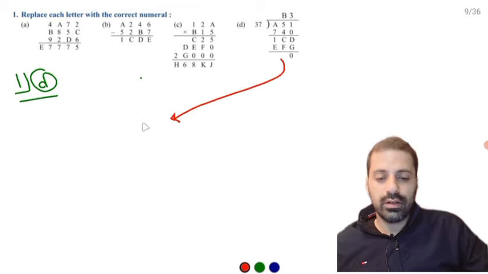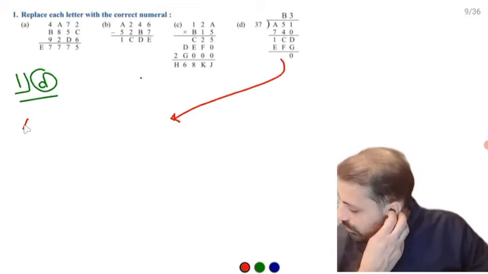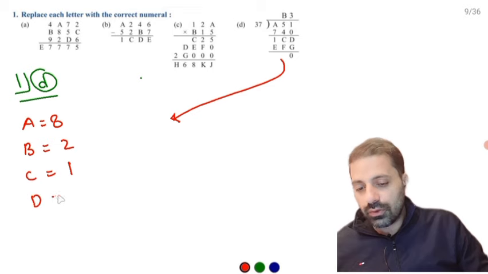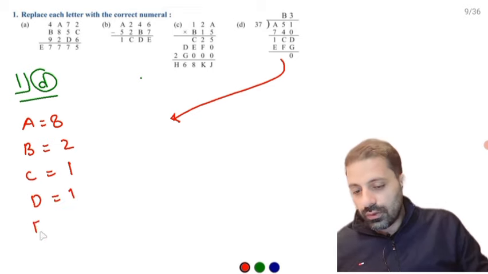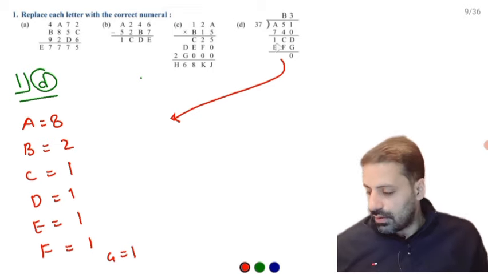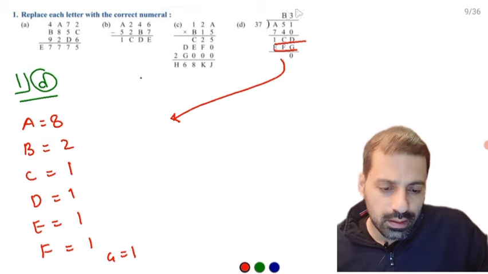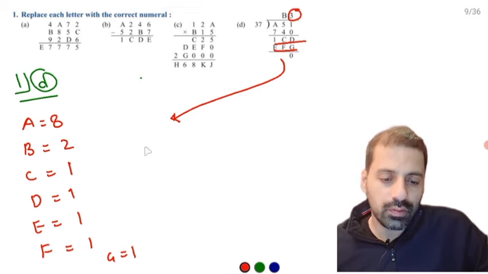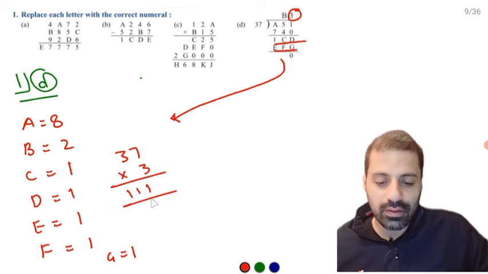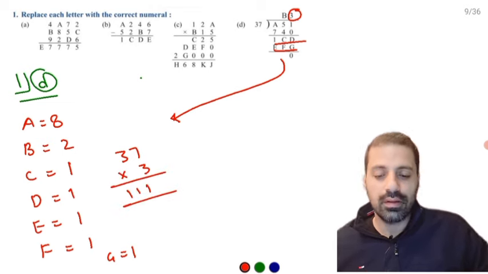Let's see this question again. At the place of a, 8 will come, at the place of b, 2 will come, at the place of c, 1 will come, at the place of d, 1 will come, at the place of e, 1 will come, at the place of f, 1 will come, and at the place of g, 1 will come. This is the thing I already told you. When this is 1 1 1, this is also 1 1 1, because here is 3 and in my multiply I'll take 5. So this is the difference.